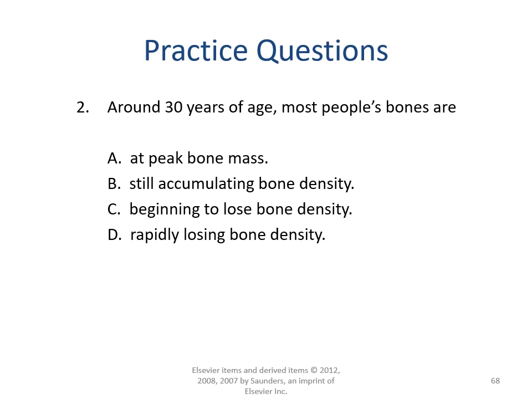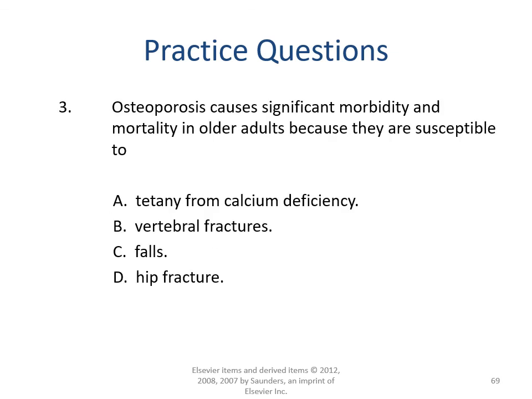Number 2, around 30 years of age, most people's bones are at peak bone mass. Remember, by the age of 30, people's bones have maxed out. They're going to stay stable for about 10 more years, and then they're going to begin declining. Number 3, osteoporosis causes significant morbidity and mortality in older adults because they are susceptible to, and this is answer choice D, hip fractures. Remember, this has a 20% mortality rate in the first year.